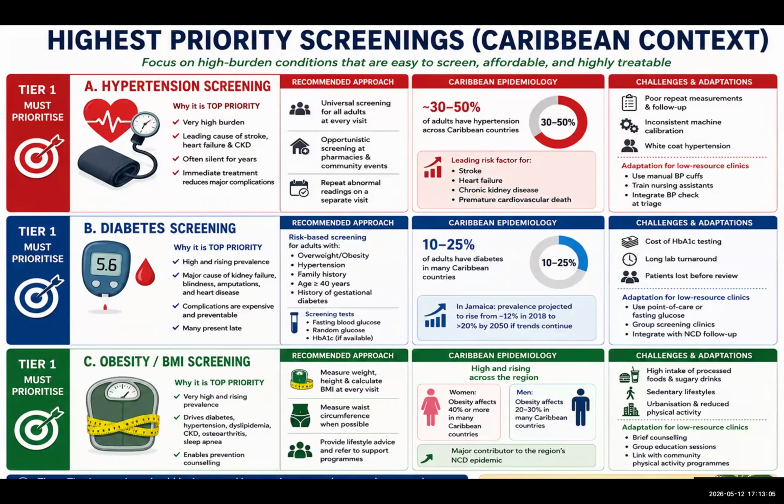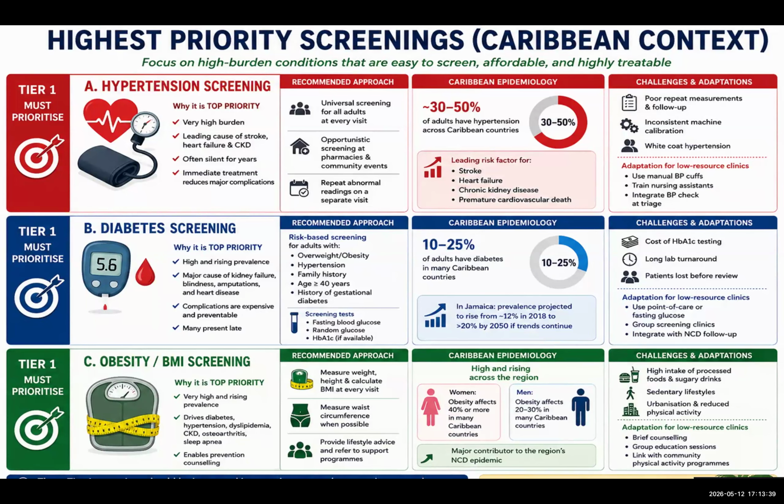Okay, so when we're digging in now to the highest priority screenings, we want to focus on the high burden conditions that, again, as we said before, are easy to screen for, affordable, and highly treatable. We can see that we talk about hypertension, diabetes, and obesity. Top priority because these three lead to the highest disease burden right now on society, the NCDs, leading causes of stroke, heart failure, kidney failure, sleep apnea, osteoarthritis, dyslipidemia.